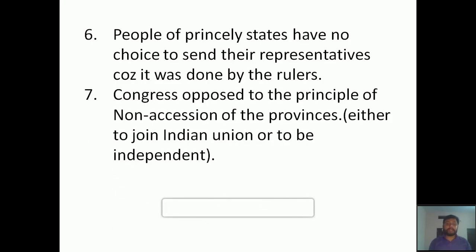And the seventh one says that Congress opposed the principle of non-accession of the provinces. That means either to join the Indian Union or to be independent. This particular choice was given to the princely states, and Congress was not ready to accept it. If some of the provinces are not ready to join the Indian Union, they will make their own constitution. Just imagine, India would be split into a number of small countries. So that's why Congress opposed the principle of non-accession of the provinces, introduced by the Cripps Mission.